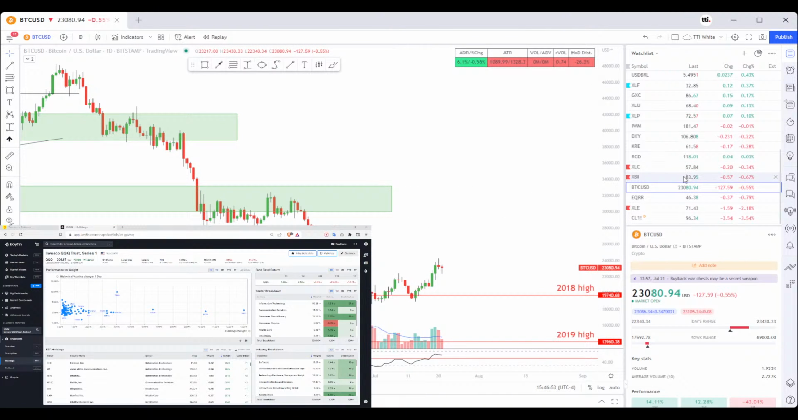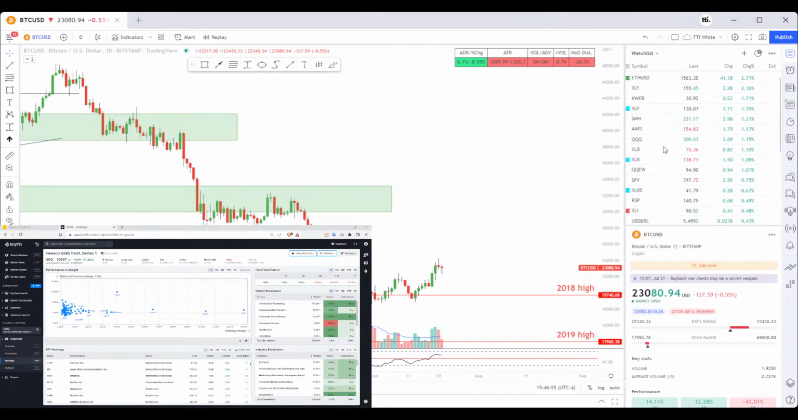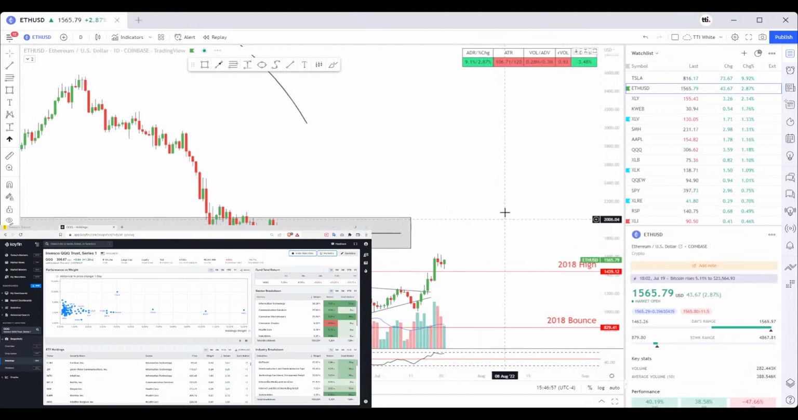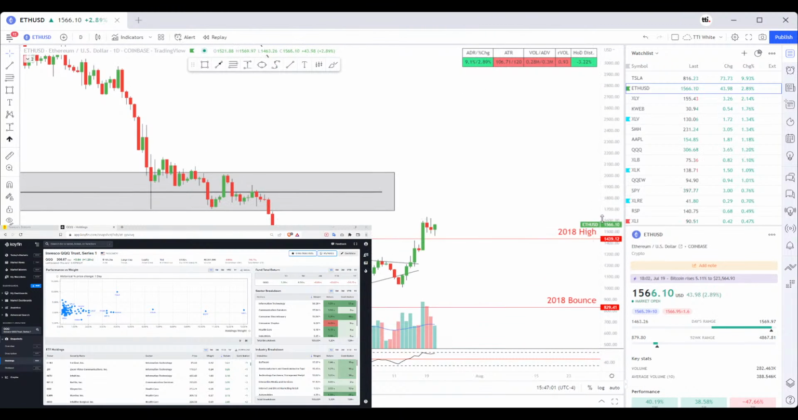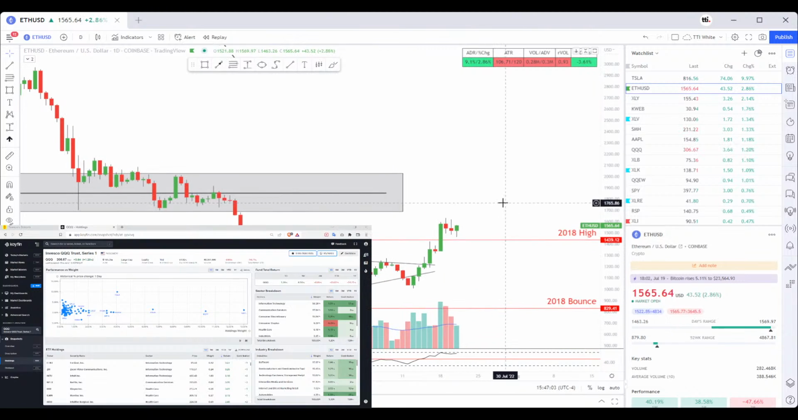Good recovery in Bitcoin as well. Where's Ethereum at? What are we doing here? Ethereum's up 2.83%. This is awesome. Ethereum looks like it's going to break out of a potential little bull flag here. But you bring this down to the 4 hour, this is a bull flag.